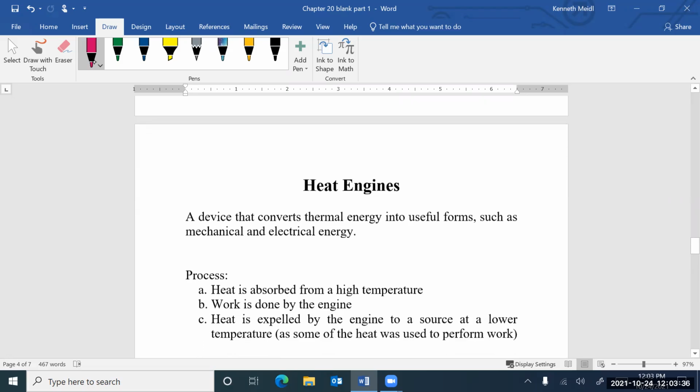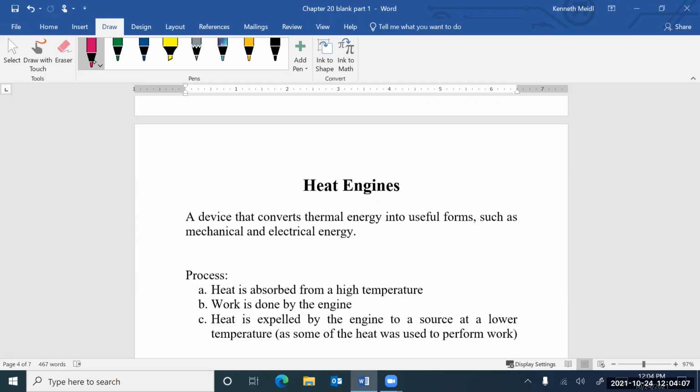So here's what we do. Heat is absorbed from a high temperature, so you've got to get something hot, right? In your car, this is you exploding gasoline or diesel, because there's a fuel injector, and this is going by your spark plugs, which then ignite the fumes, and you've now got a gas at very high temperature. Work is done by the engine. The gas gets hot, it moves the piston up in the cylinder. So work is done.